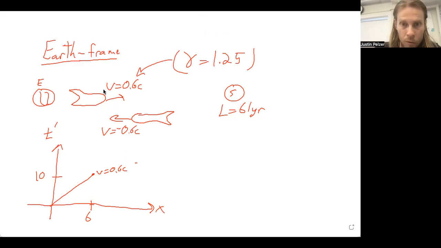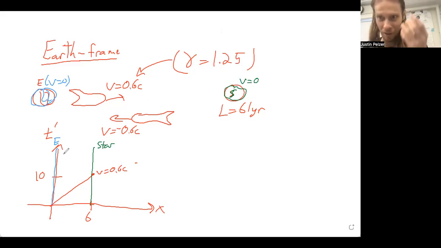Now it's worth it to plot Earth's world line and Barnard's star world line. I'll draw Barnard's star in green. The star is not moving in this reference frame, and the Earth is not moving in this reference frame. So Earth and the star are just going through time. They're moving through time, but they're not moving through space. So their world lines are this and this, respectively.